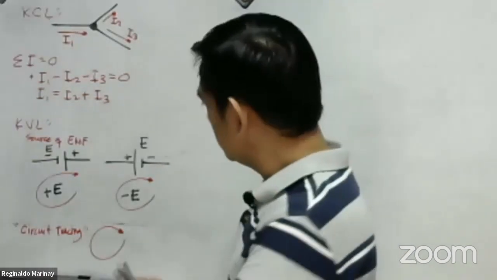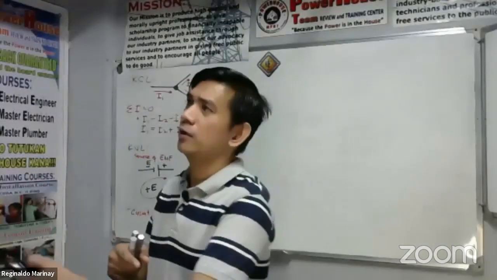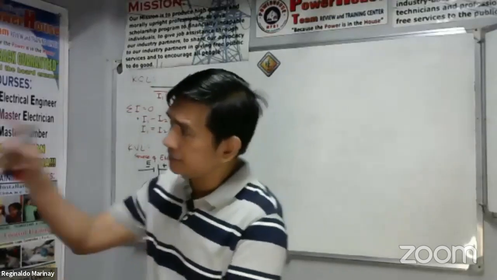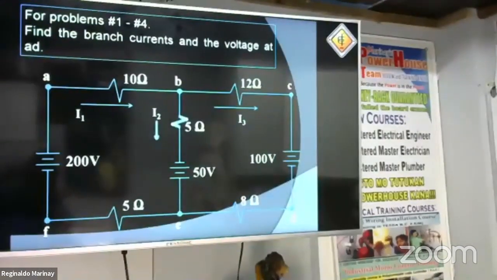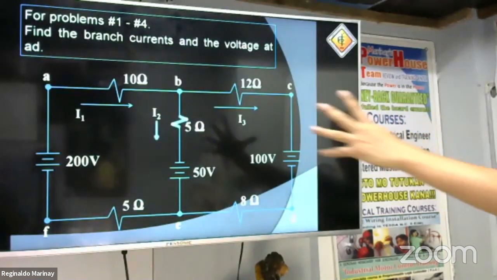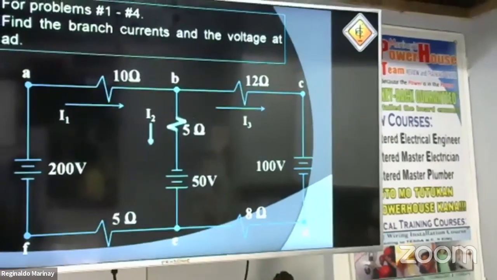Okay, let's continue this. Let us apply what we learned in the principle. This is example numbers 1 to 4. I will redraw the circuit. Drawing natin, ha? So, tapatan mo muna doon para makopya din nila. Okay, ako kokopyahin ko yan sa whiteboard.